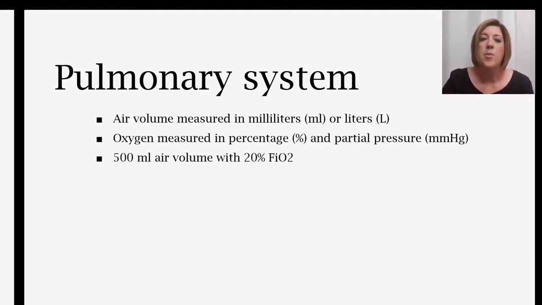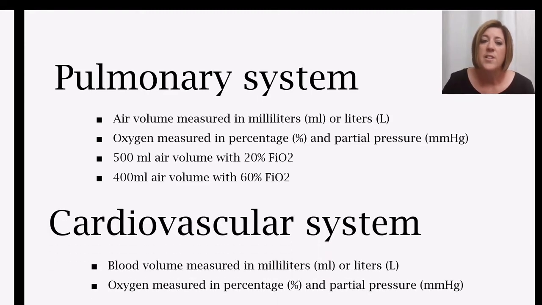So for example, we could have a patient that's breathing 500 milliliters of air per breath, and that air may have about 20% oxygen or 20% FiO2. That's about room air. Or we could have someone breathing 400 milliliters of air, but we're giving them supplemental oxygen, so they have 60% FiO2. So they're both very important to assess, but they're separate, and they need to be assessed separately.